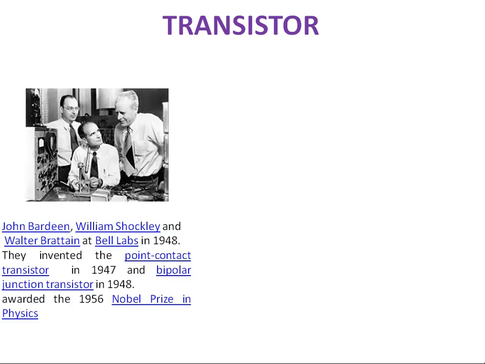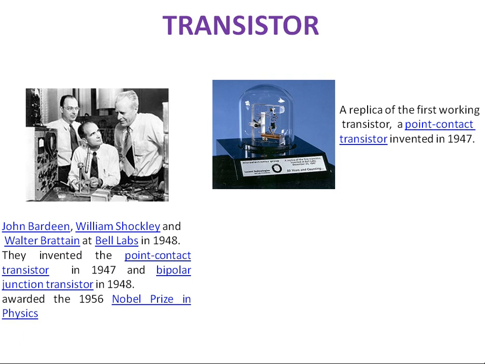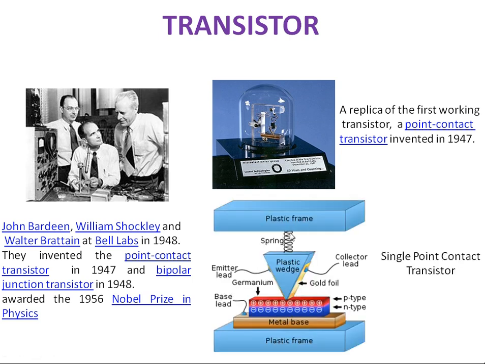To overcome all those drawbacks, the scientists invented the semiconductor devices. In the year 1947, John Bardeen, William Shockley and Walter Brattain developed the point contact transistor at Bell Laboratory, and because of this invention they got the Nobel Prize in the year 1956. And this is the first transistor structure, the point contact transistor.